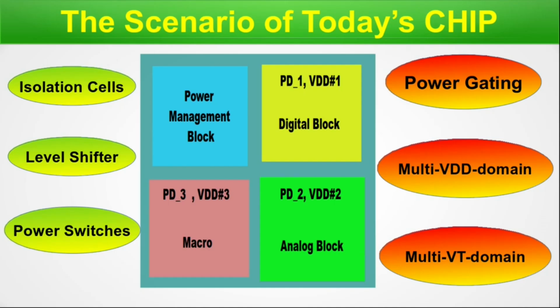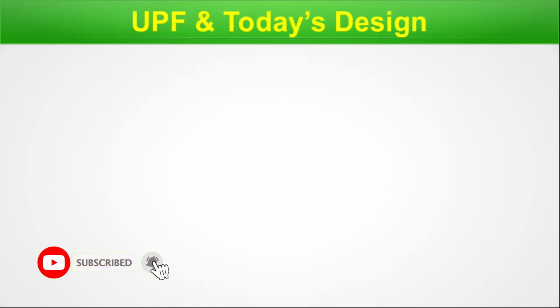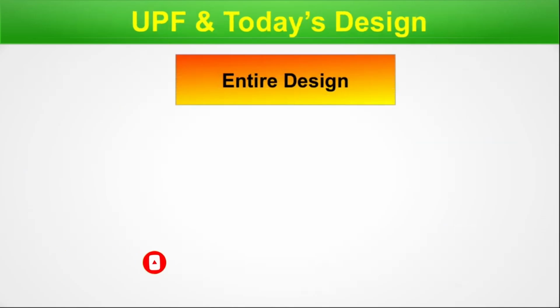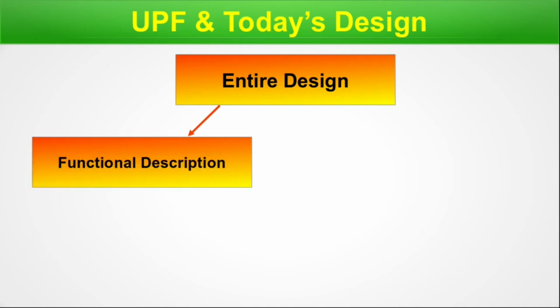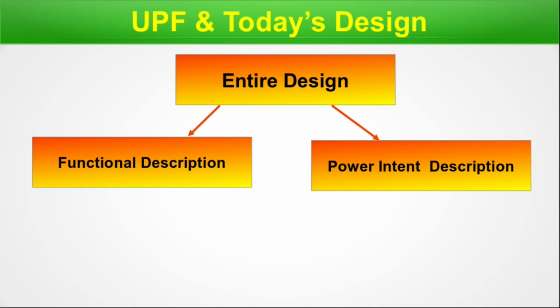So we're done with this particular slide. Let's move on. Here, how we can place UPF. First is the entire design. Then there will be a functional description, as I was saying, that it could be Verilog, it could be VHDL, or it could be something else. And another part is the power intent or description that talks about the different power domains, power distribution, etc.